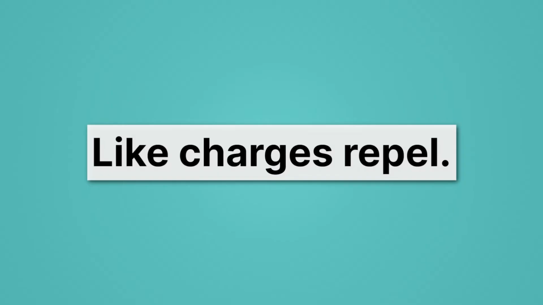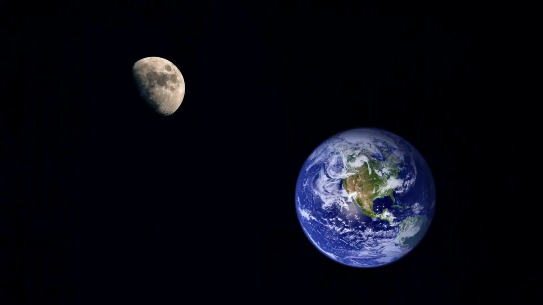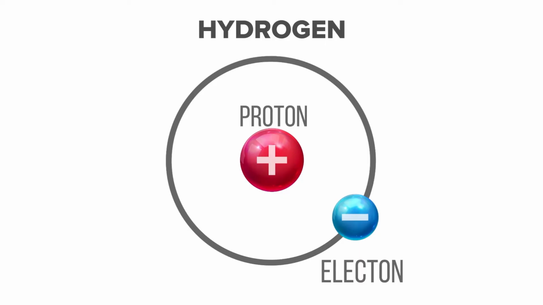On the other hand, like charges repel each other. So two positive charges, like say two protons, will push apart from each other. And the same effect can be achieved with two negative charges. They'll also repel each other. That actually contrasts with the gravitational force. So here we have the moon and the earth, and they're attracted to each other because of gravity. But gravity is always attractive, whereas our electric force is just sometimes attractive.